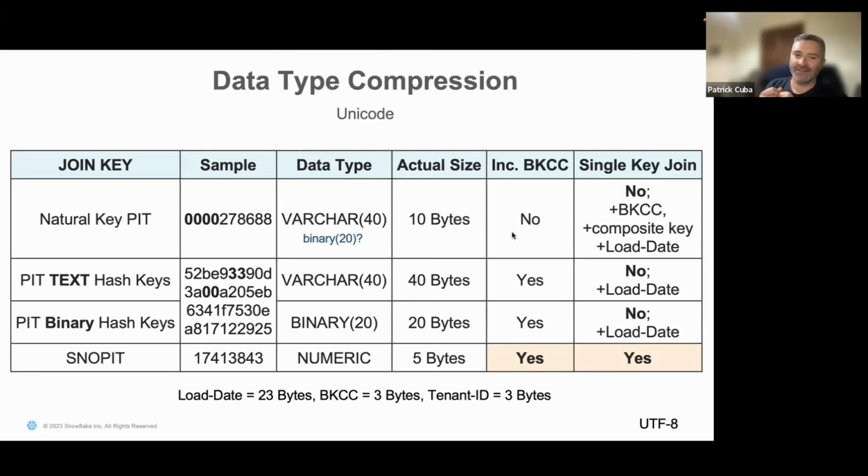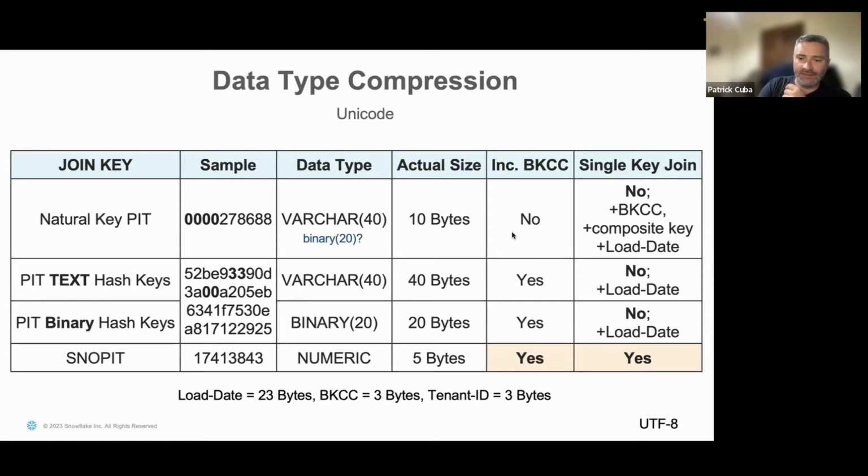So that's why we always emphasize, if you're going to go for hash keys, which I think is still a good way to deploy your data vault, go binary. There's another reason, which I'll show why binary is good, because you store half the byte size. Snowpit uses that integer column that's managed by itself, so you don't have to manage it at all. So a combination of Snowpit and natural key could be your best option, potentially. You know, it depends on your compression. It depends on the data that you're bringing together.